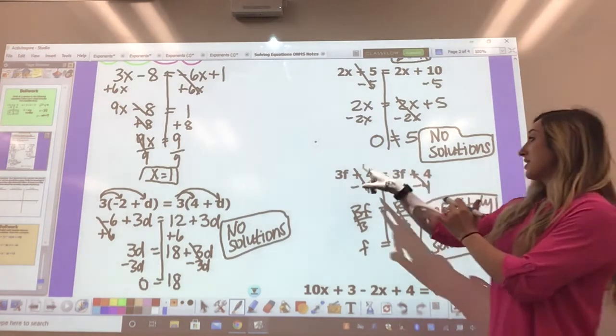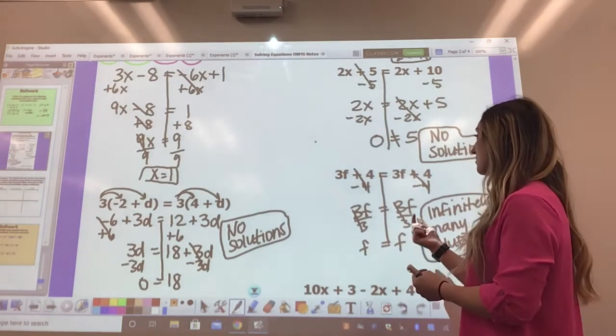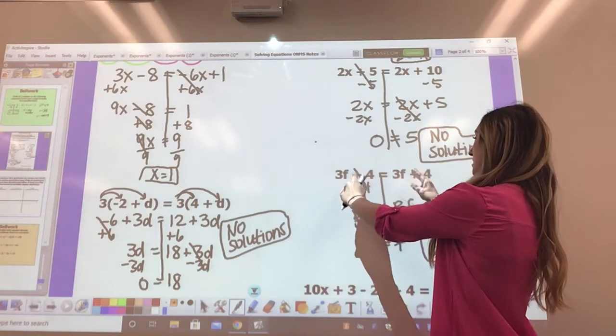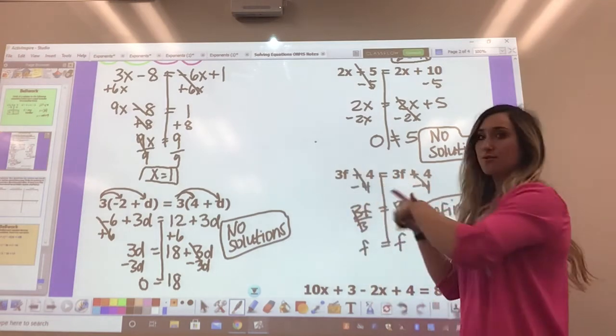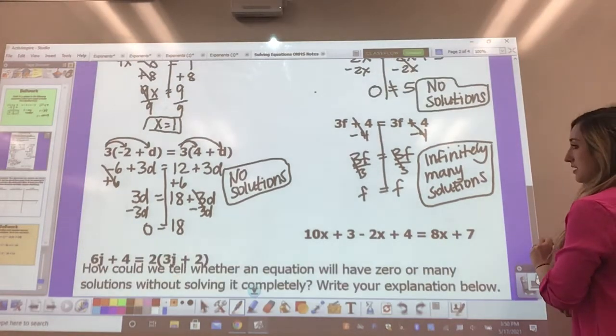Because the same exact thing is on both sides, f can be anything, because no matter what, I'm going to take it, multiply it by 3, and then add 4 to it. So it makes sense that it would be infinitely many.